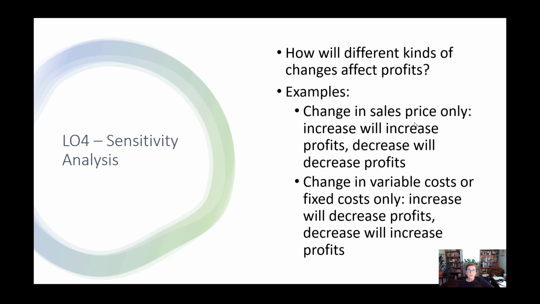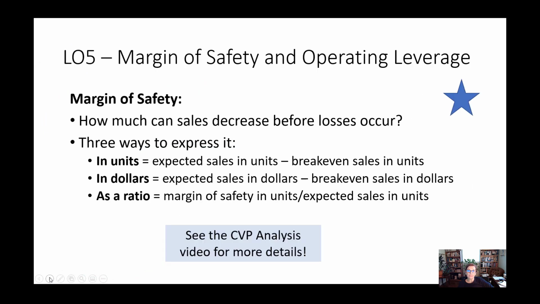Changes in variable or fixed costs are the opposite, right? If an increase happens in costs and nothing else changes, then your profits go down. But if your costs decrease, then your profits go up. And there are a lot of individual examples, and there are some in your other videos that will help you take a look at what happens when changes occur.